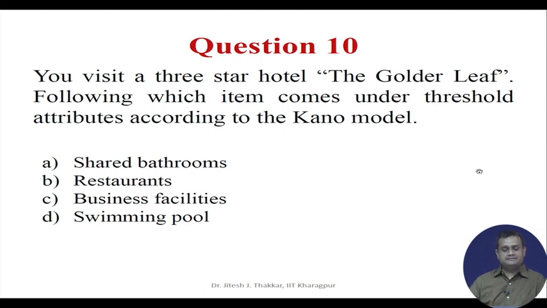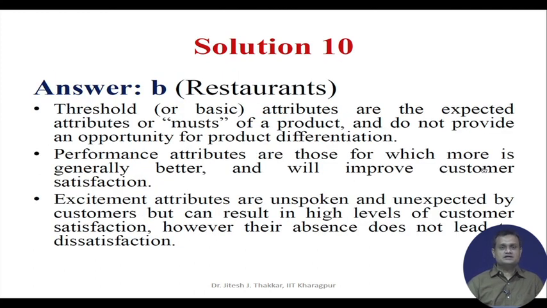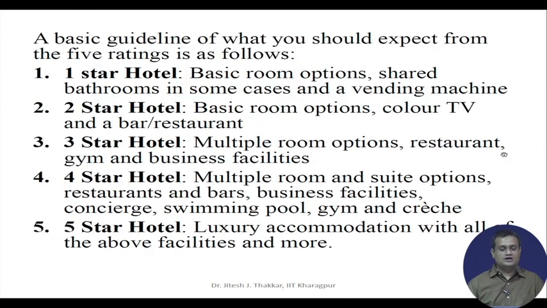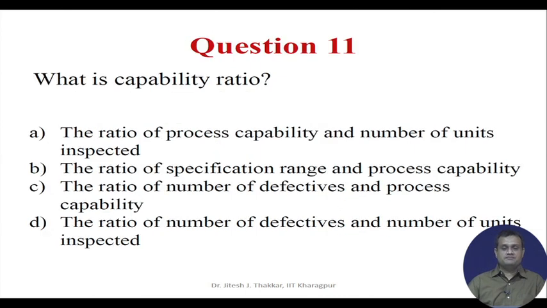Now, question 10. You visit a 3-star hotel, let us say the Golden Leaf, and which item comes under threshold attributes according to the Kano model? Shared bathrooms, restaurants, business facilities, swimming pool. You can say that restaurant comes in this category because it is a threshold requirement. You can also see that if it is a 1-star hotel, basic room options, shared bathrooms; 2-star, basic room option, color TV; 3-star, multiple room, restaurant. So, here restaurant comes under the threshold requirement, the basic requirement.